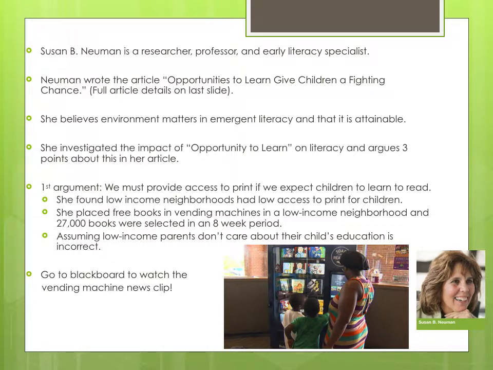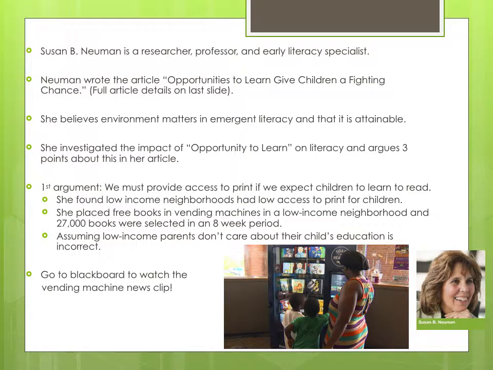So she takes the idea of opportunity to learn, or OTL, which means that a child's ability to learn is determined by their access to it. And she sets out a plan to find out how much access do children have to text in low SES neighborhoods in particular.